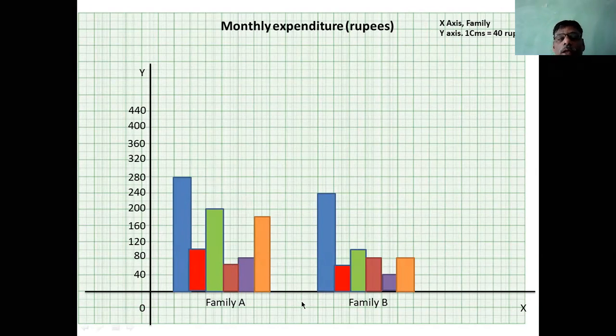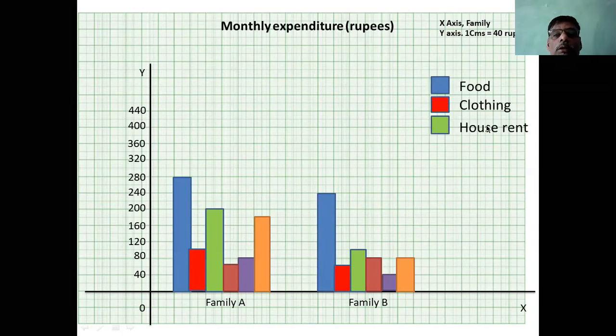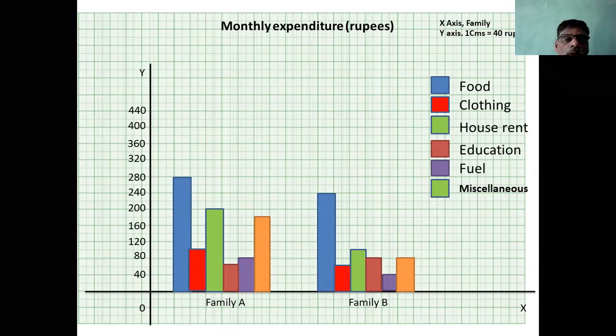Total expenditure of family A, total expenditure of family B. I'll represent the bar index. This color indicates food, and red color indicates clothing. Green, house rent. Then the chocolate color indicates education. Next, gray color, purple fuel. Then the last one, miscellaneous. Like this, you have to use different colors.